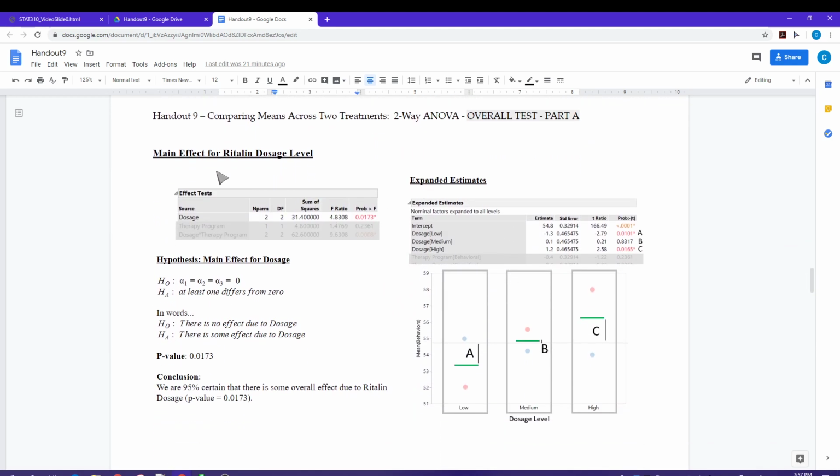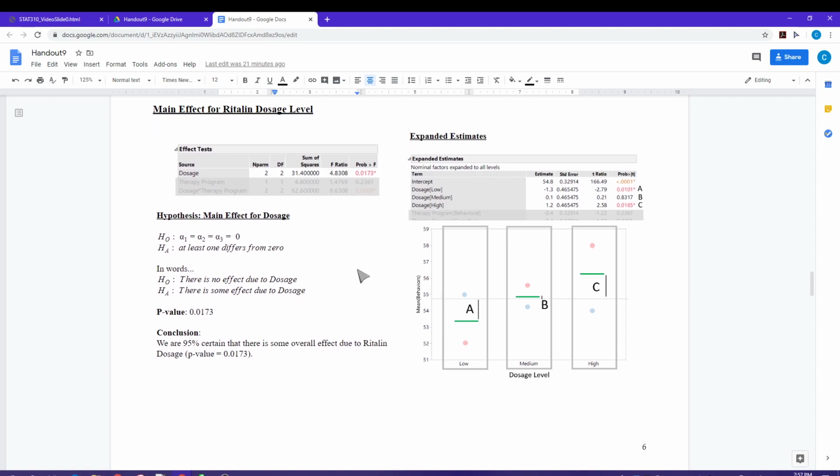So let's look at the main effect for Ritalin. Now I'm considering the output underneath the effect tests here. And I'm looking at dosage. So what hypothesis is being tested here is whether or not there's any effect due to the dosage. So if there is indeed no effect due to the dosage, then all of my alpha terms are going to be 0. Alpha 1, alpha 2, and alpha 3 will all be 0 if there is no effect due to dosage.